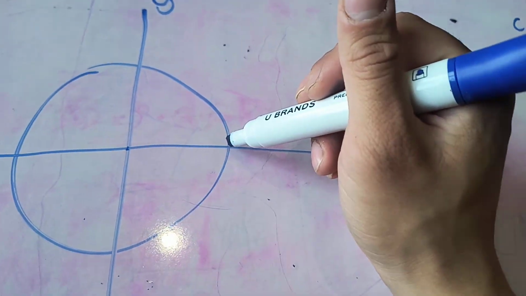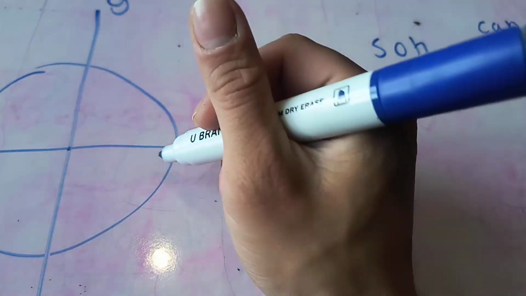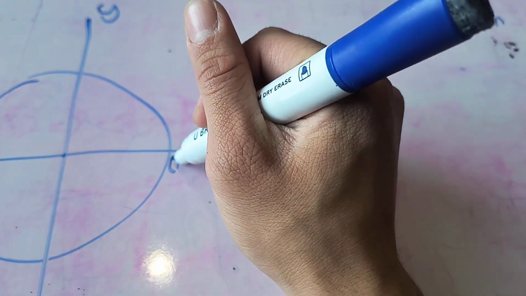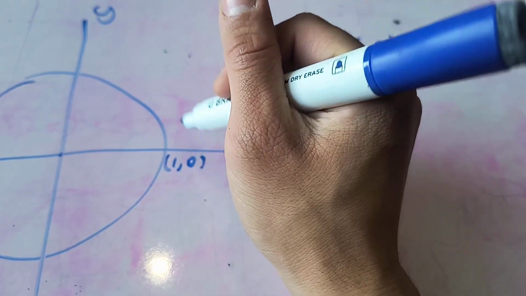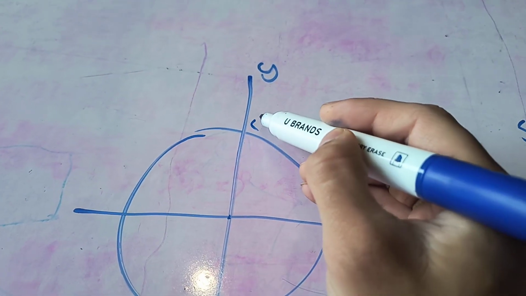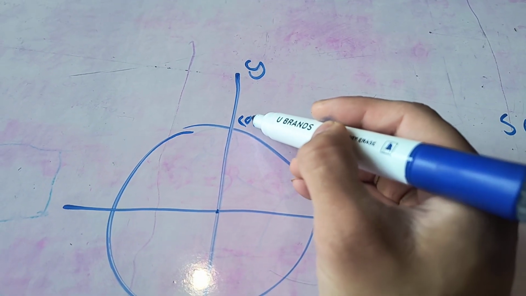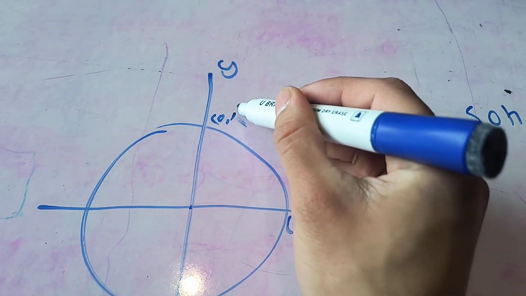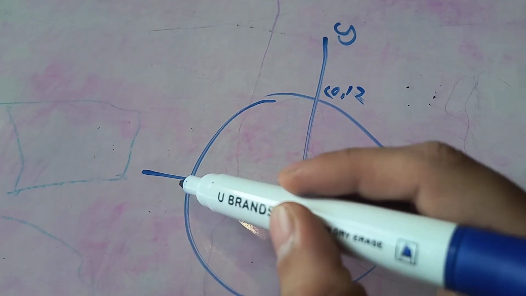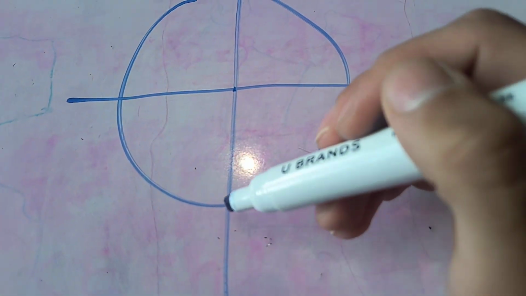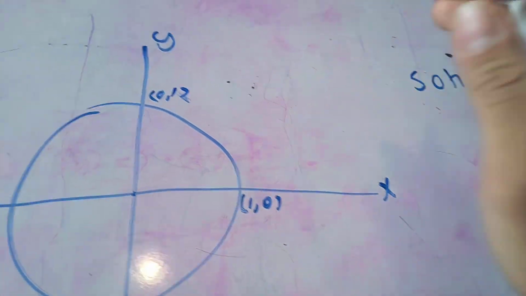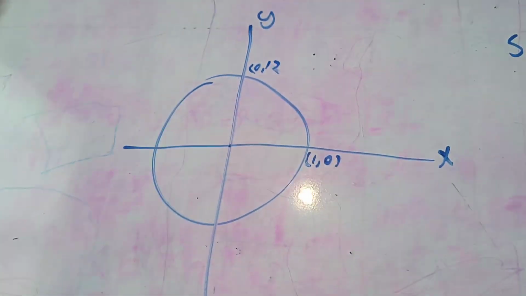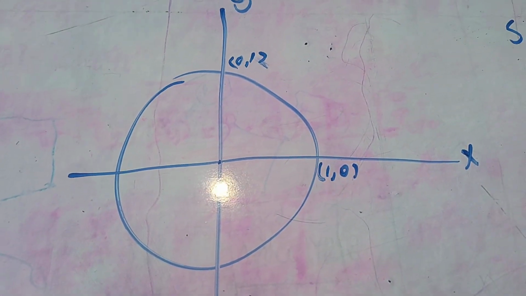So this point right here is 1, comma 0. This point right here is going to be 0, comma 1. Right here would be negative 1, comma 0. Right here would be 0, comma negative 1. That's what a unit circle is: a circle with a radius of 1.